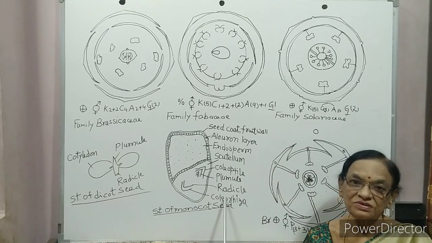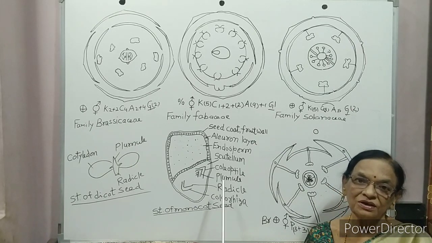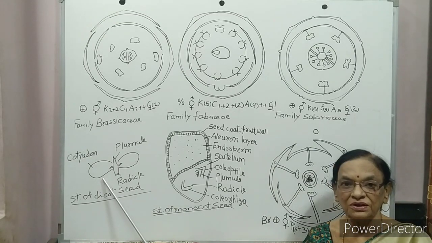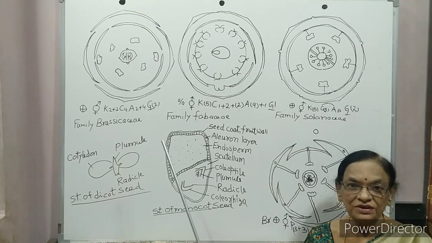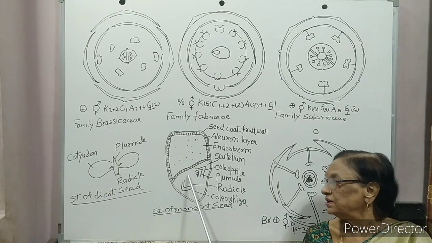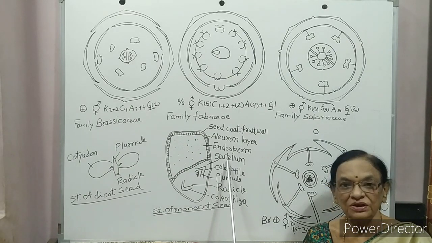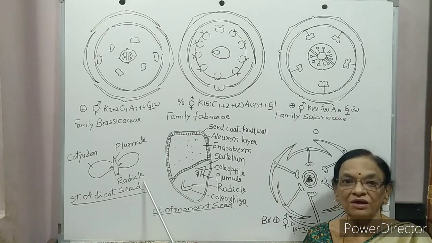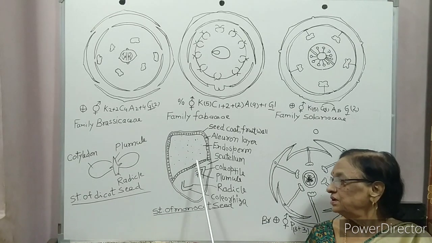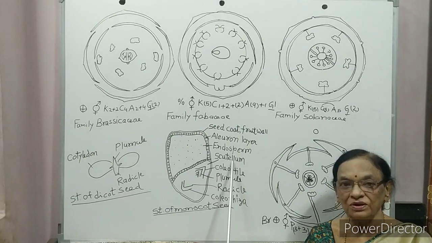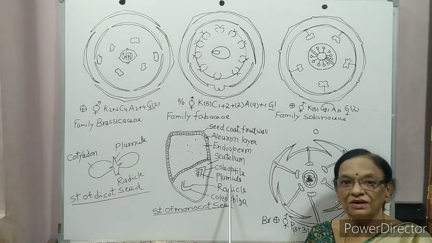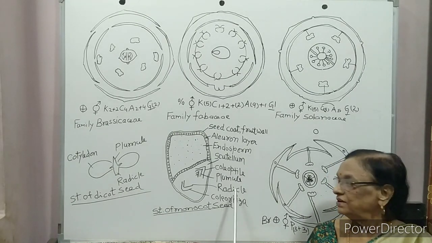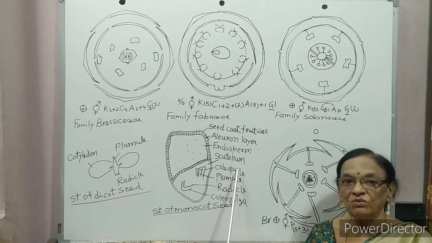So what is the difference between monocot and dicot seed? Dicot seed has two cotyledons. Monocot seed has a single cotyledon, that is called scutellum. Here plumule and radicle have no protective sheath. Here radicle has coleorhiza and plumule has coleoptile.